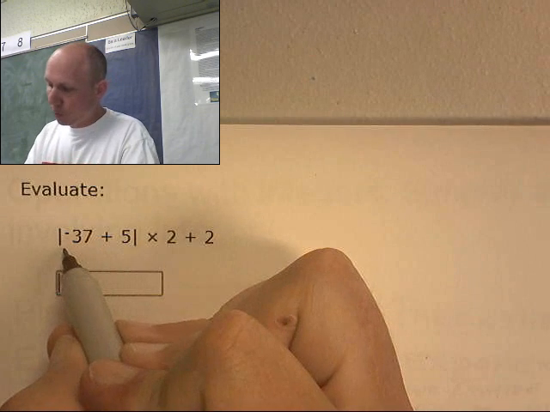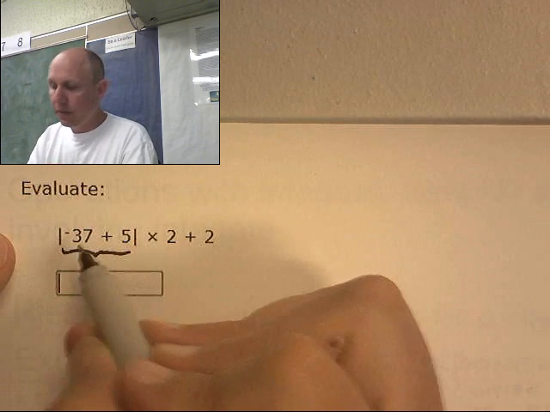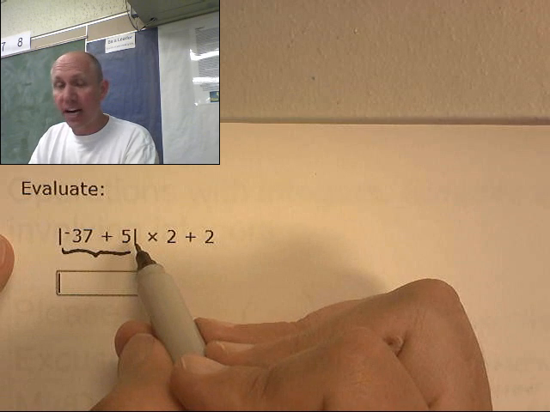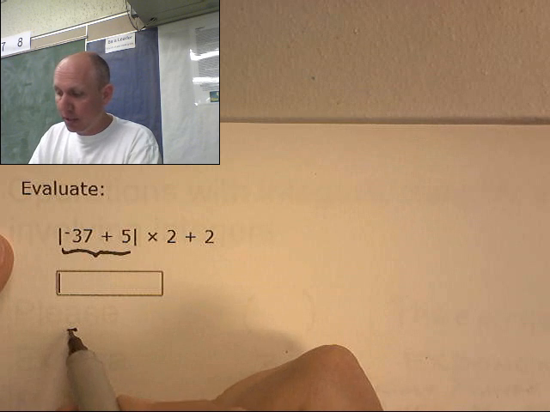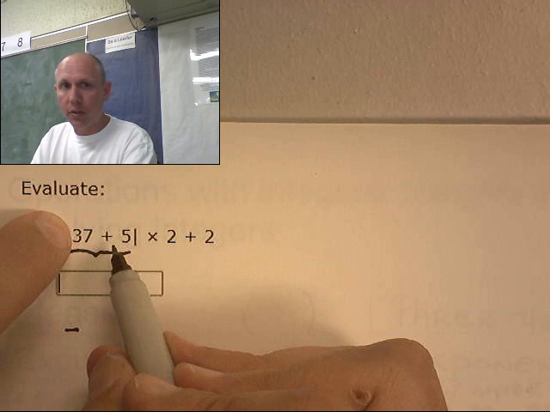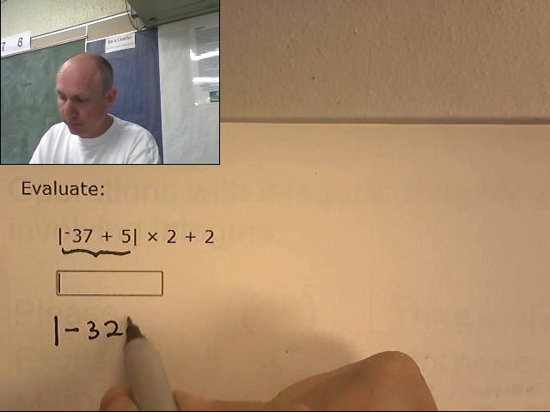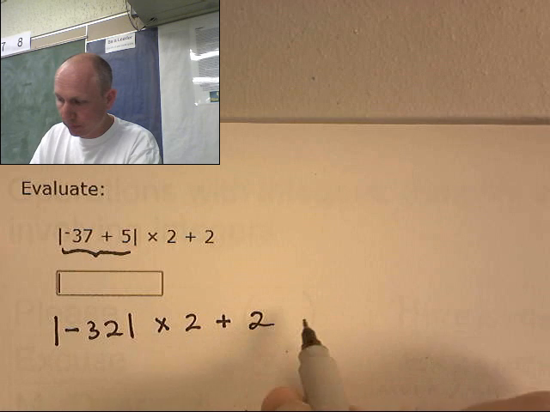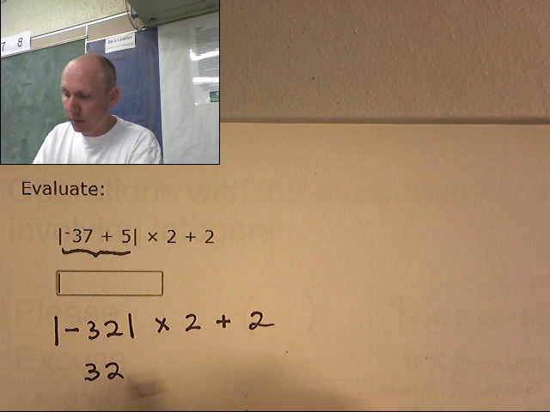I've got some absolute values. Let's work inside the absolute value first. This. I have -37 and 5. I have 37 negatives and 5 positives. What's that going to become? Well, I have more negatives, so it's negative. And what's the difference between a 37 and a 5? A 37 and a 5 is a 32. The absolute value of 32 is 32.